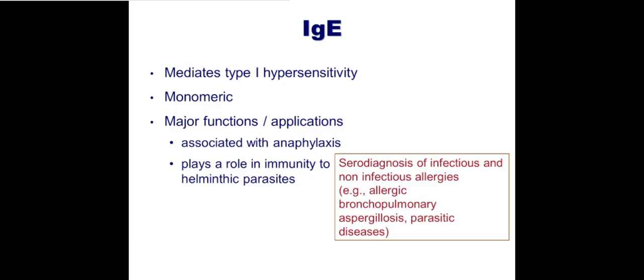IgE is the major antibody that mediates types of hypersensitivity. They respond against allergy. When an allergy takes place, the concentration of IgE will be high at that time. It is also present in monomeric form, is associated with anaphylaxis, and plays a role in immunity to helminth parasites.